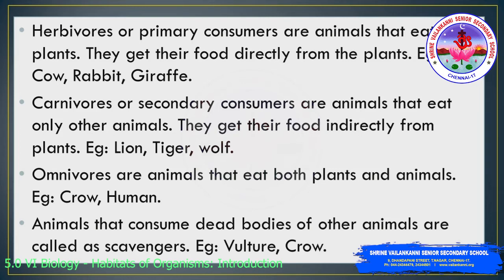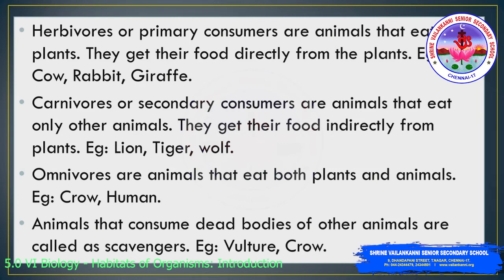The next category of consumers are carnivores. Carnivores are also called secondary consumers, and they are animals that eat only other animals. They are flesh-eating animals. They get their food indirectly from plants. Examples of carnivores are lion, tiger, wolf, etc.